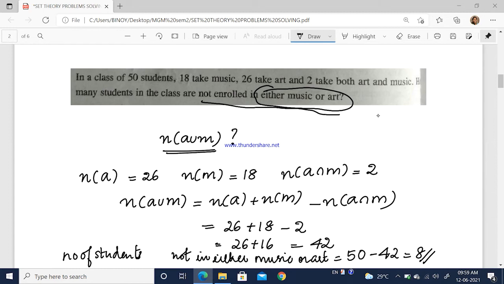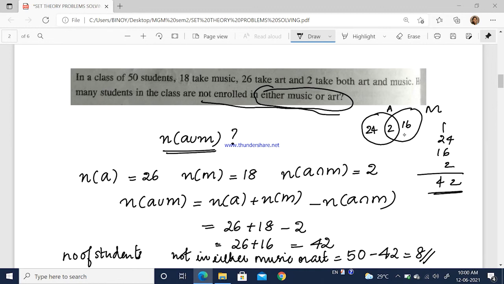If we are doing it with the Venn diagram, this will be art and this will be music. The number of students who take both art and music is 2. Art is 26, so 26 minus 2 is 24. And here it is 18 minus 2, which is 16. When you add all these, 24 plus 16 plus 2, you'll get 42. From 50 you subtract 42, and you'll get the same answer, 8. So in both ways you can tackle this question.